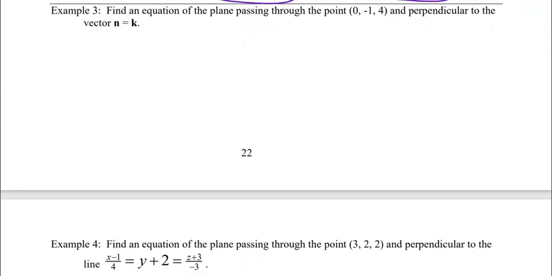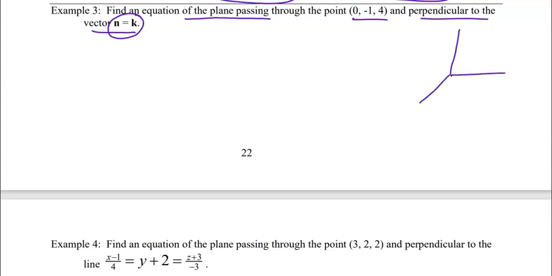Okay. So find the equation of a plane passing through this point. I'm just going to make one plane, right? And then perpendicular to the vector. So you have a normal vector, which is k. Do you guys remember the k vector? What does the k vector look like?